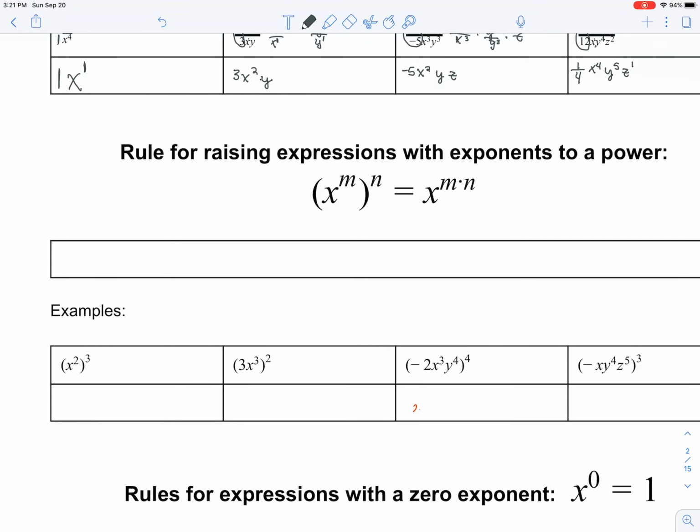So when we raise a power to a power, we raise the coefficient to the appropriate power.